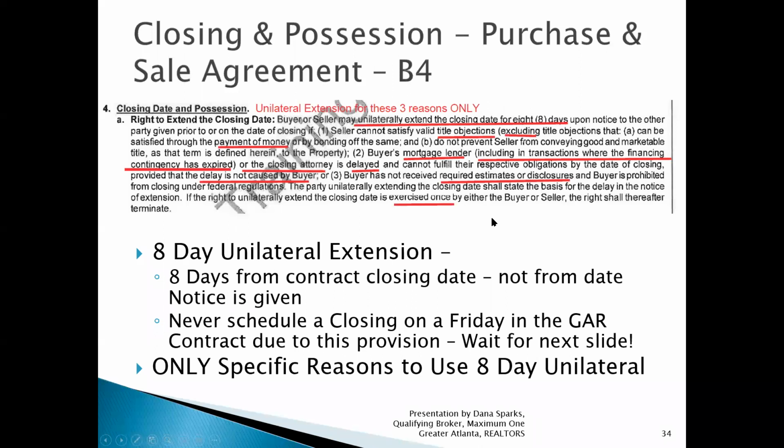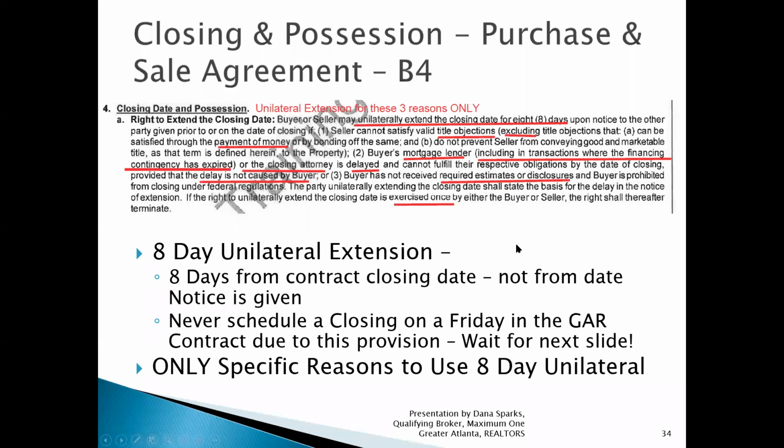But if they're going to use the 8-day extension, it must be signed and sent before 11:59 p.m. on the day of closing. But even if you send it earlier, let me give you an example. Today is February 28th. Let's say we are scheduled to close on March 31st. And for whatever reason, we need to use the 8-day unilateral extension.